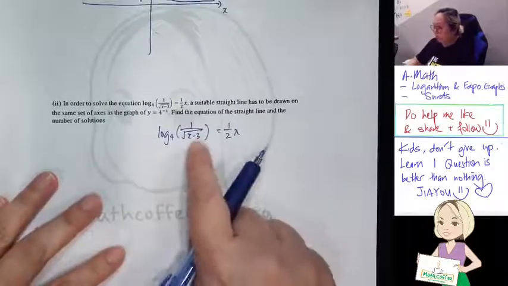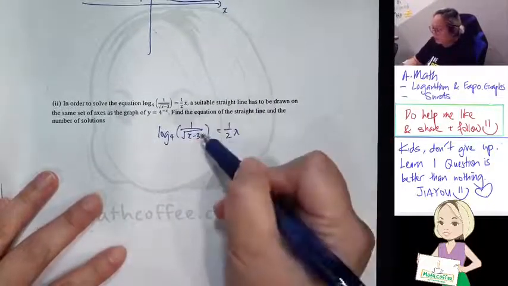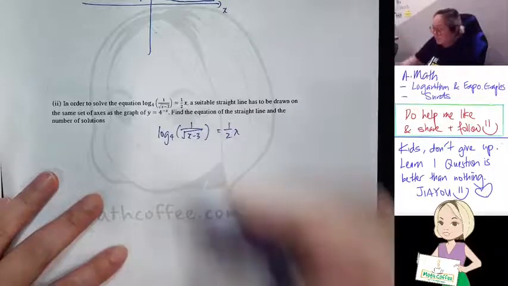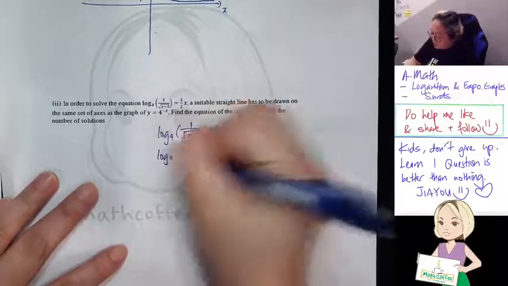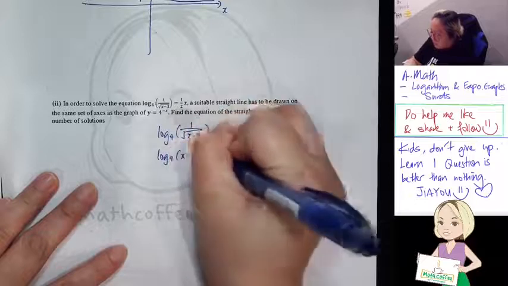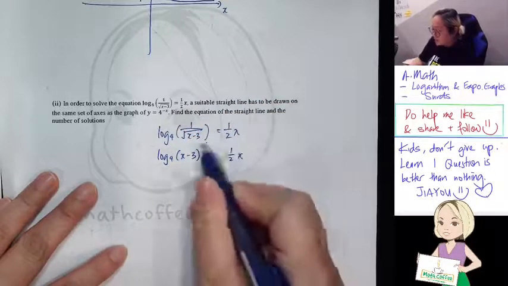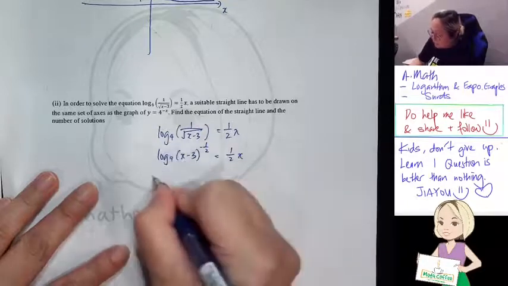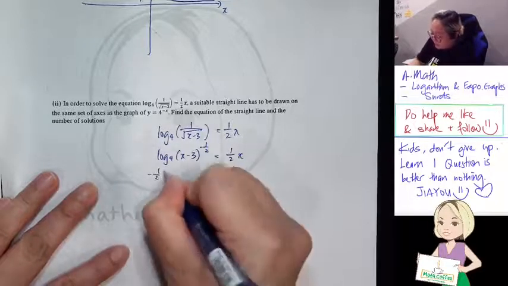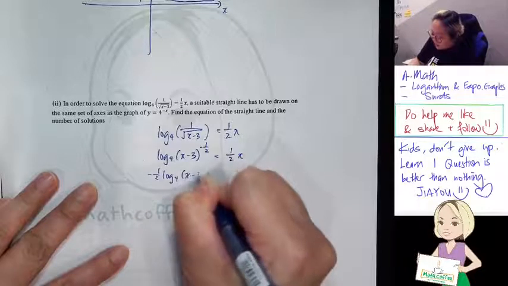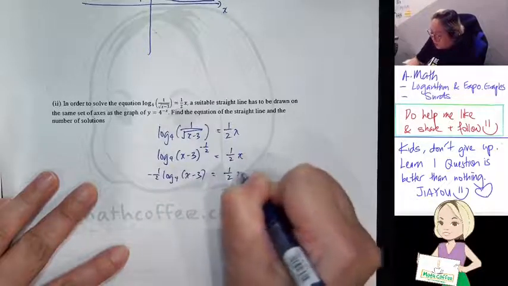So this one, I'm going to change this. So this is square root, right? But it's at the denominator. So this is actually log 4 x minus 3 to the power of minus half. Okay? And power law, this minus half, I can bring it to in front. It becomes negative half log 4 x minus 3 equals to half x.